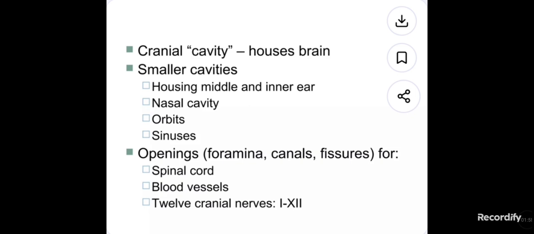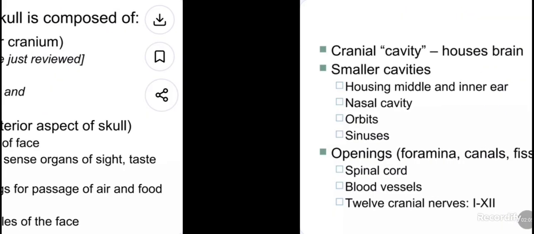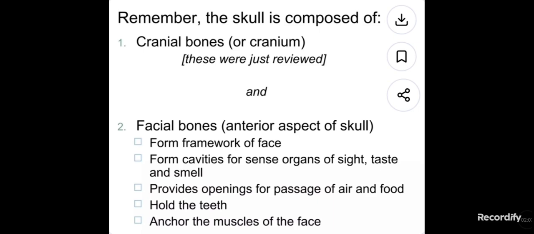Openings are otherwise called foramina, canals or fissures. They allow passage of the spinal cord, blood vessels, and the 12 cranial nerves. Remember, the skull is composed of cranial bones, or cranium, and facial bones.